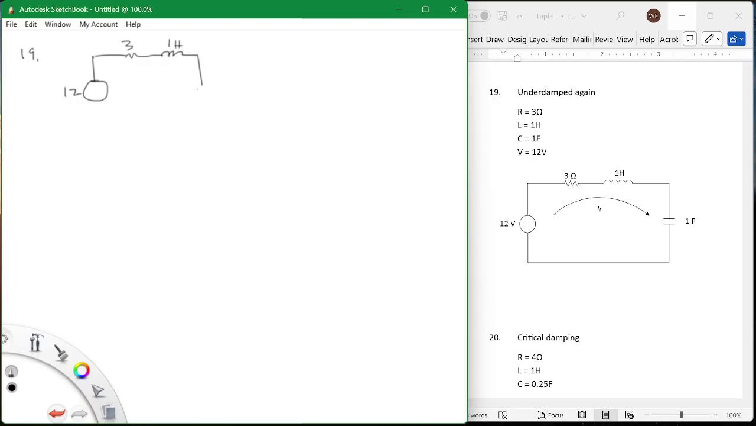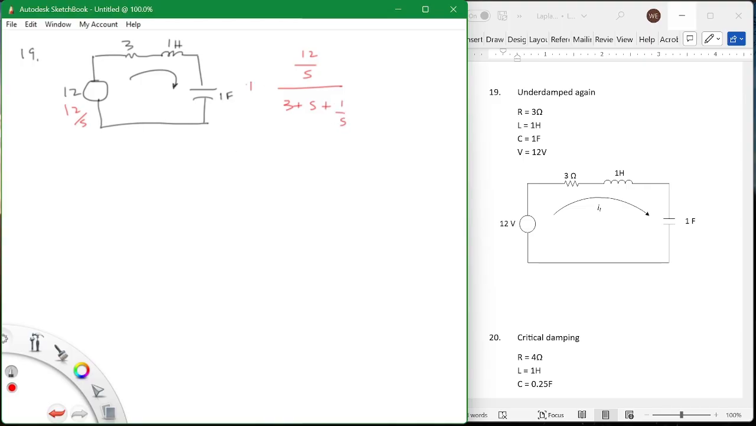What's the only thing you've got to be careful of? These numbers can actually throw you into something complex, but most of them are going to be kind of a pattern. But what is I for this one? 12 over s over 3 plus s plus 1 over s.